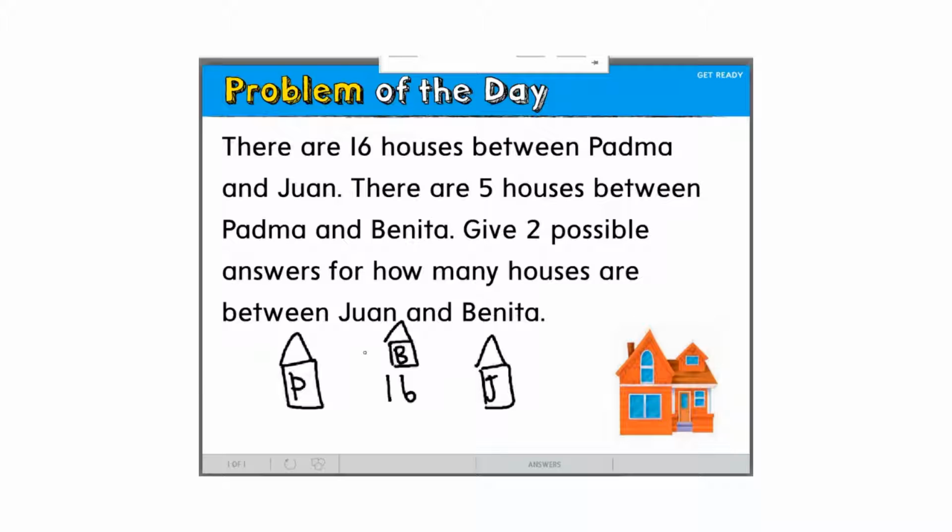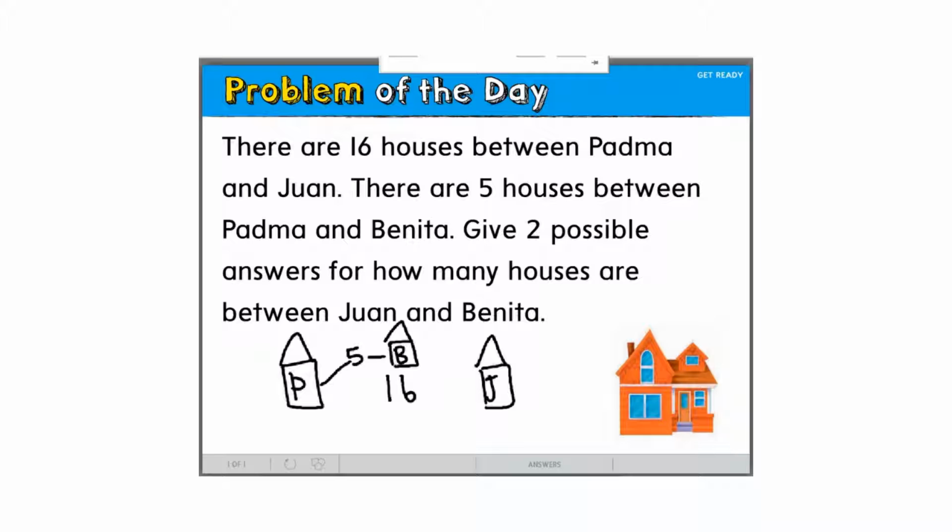That changes it. So if she lives 5 houses apart here, then it's a different thing because there's still only 16 total houses. There's just 5 to get there, and then there's 16 houses in between, right? So that would be your other answer because there's 16 houses in between.